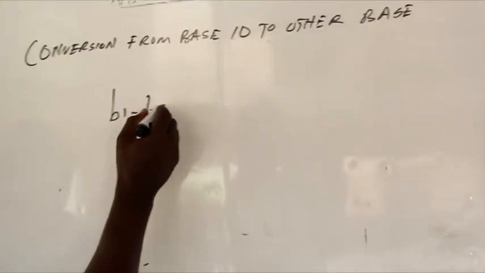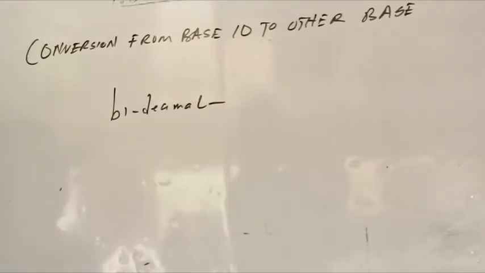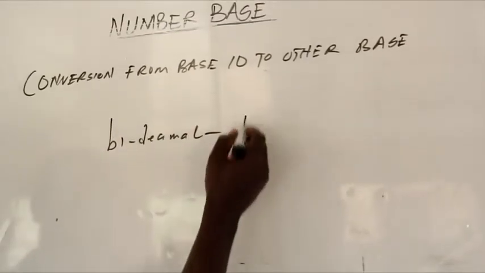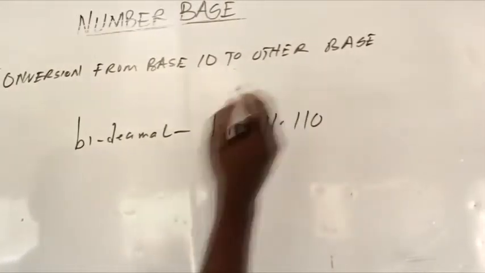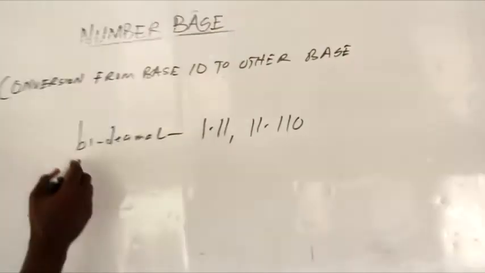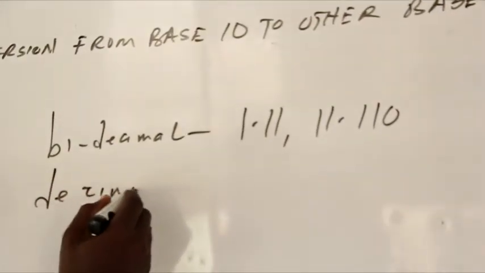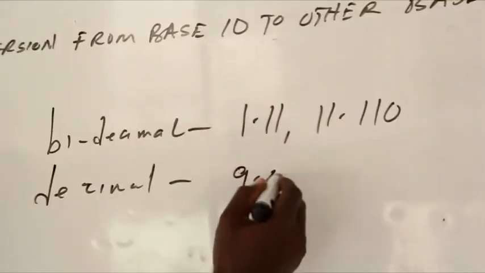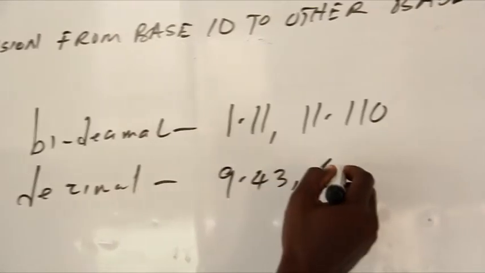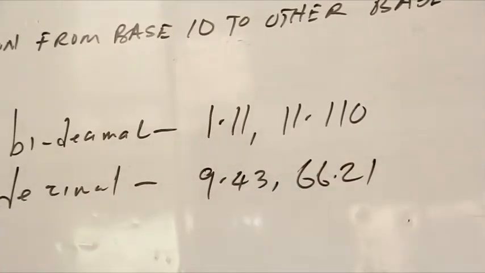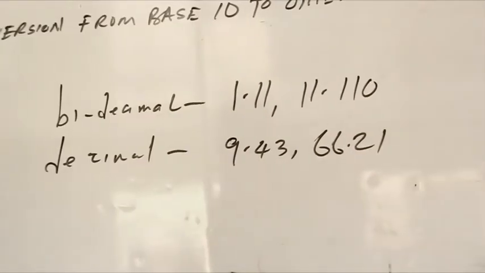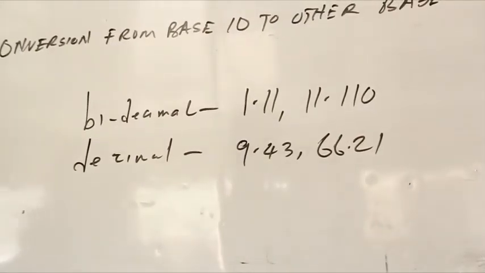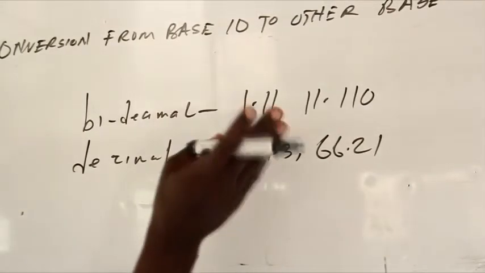There is what is called bidecimals. Bidecimals are base 2 fractions, such as 1.11, 11.110. These are base 2 fractions, and we know that we also have decimals, which are our base 10 fractions, like 9.43, 6.66, 21. These are all decimal fractions. Bidecimals can be converted to decimal by some operations and by the method of expansion. We can convert bidecimal to decimal.